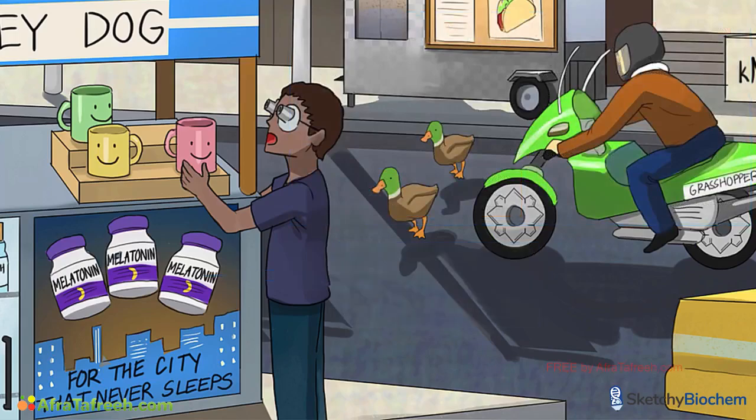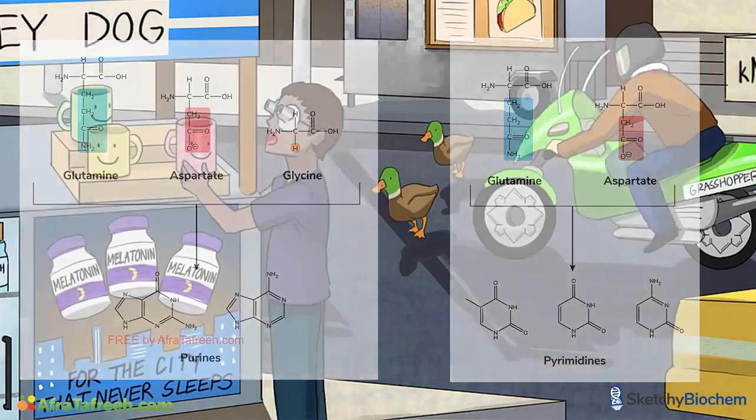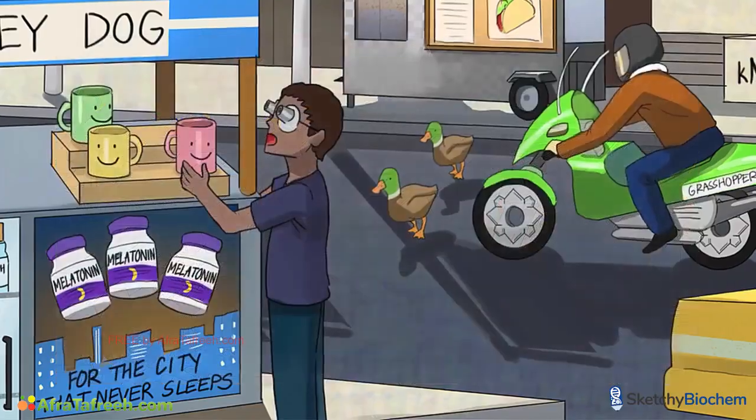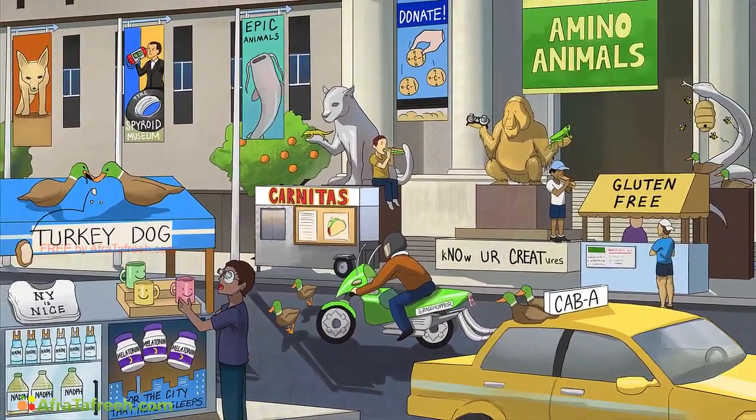Before we finish, you should know that glutamine, aspartate, and glycine are needed to make purines, while glutamine and aspartate are needed for pyrimidines. Have a gander at our purine-pyrimidine synthesis sketch for more information. Okay, it's time to wrap up this sketch.